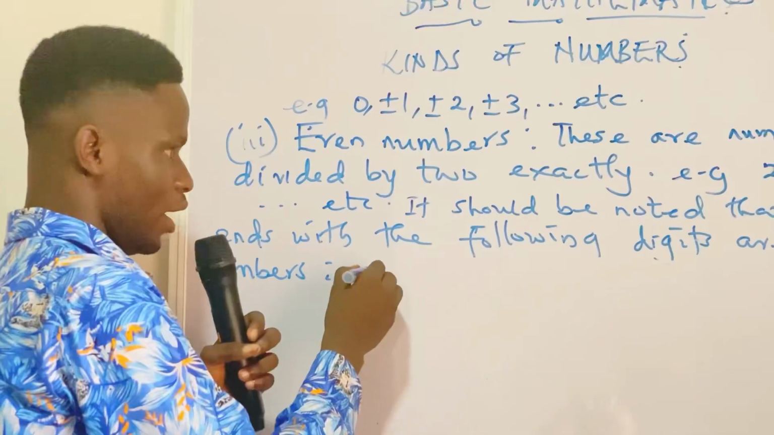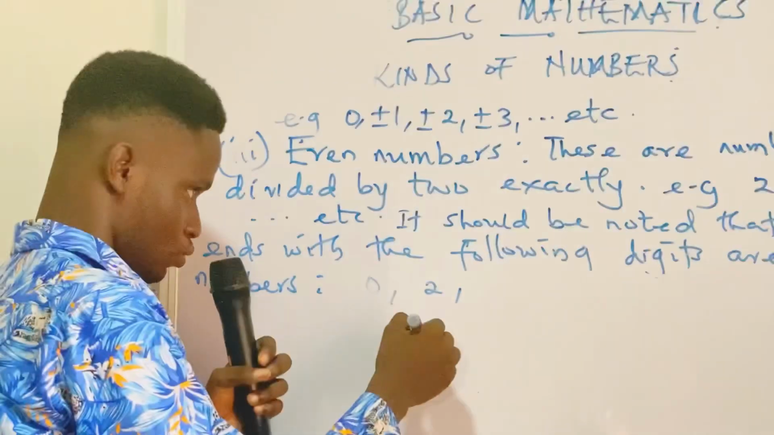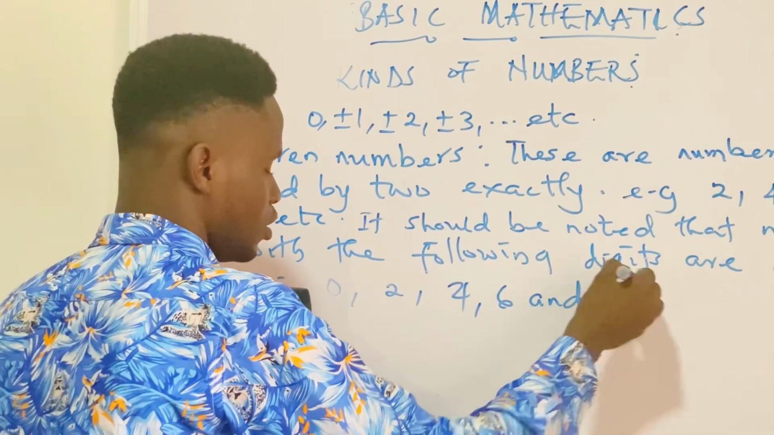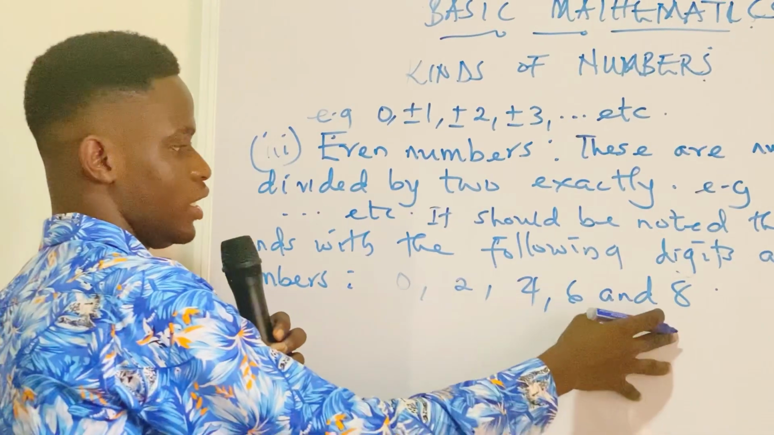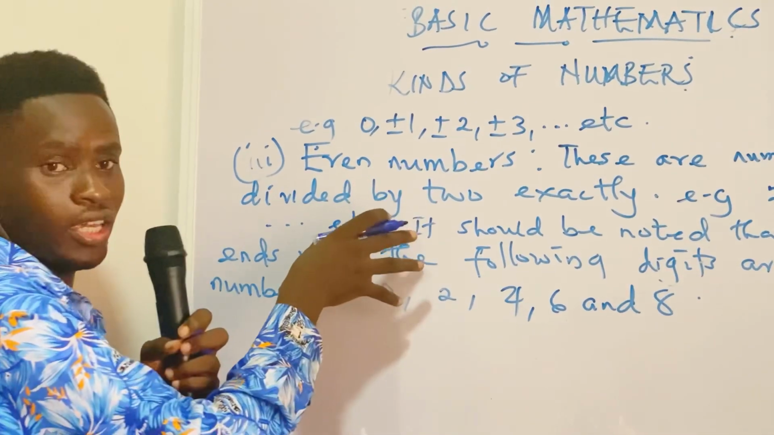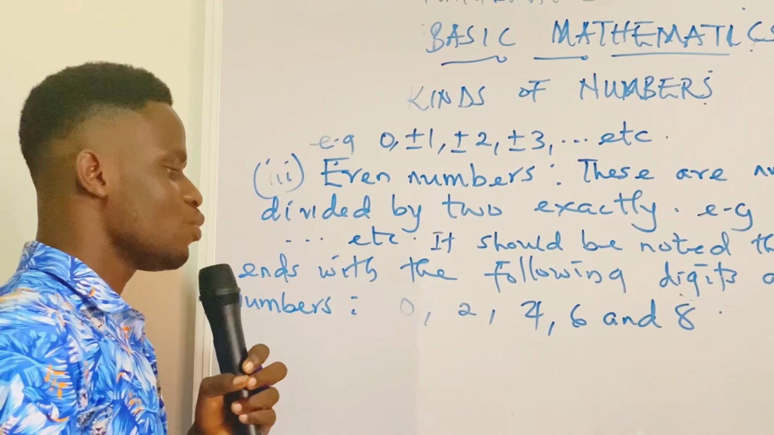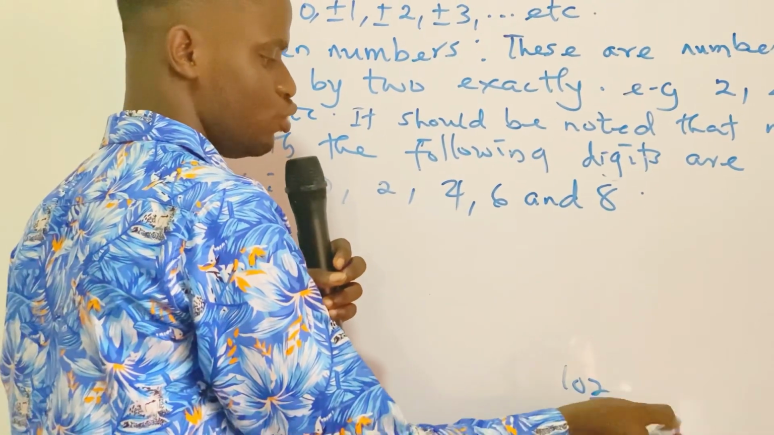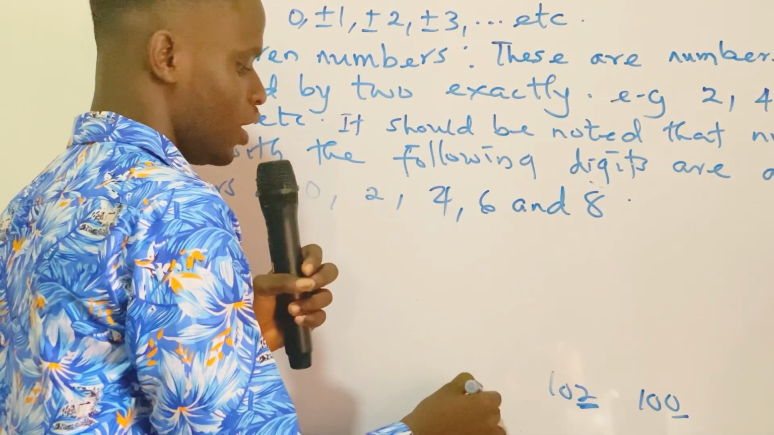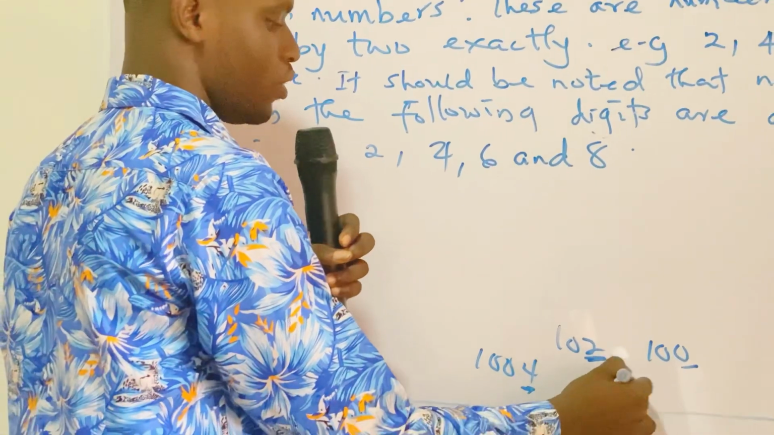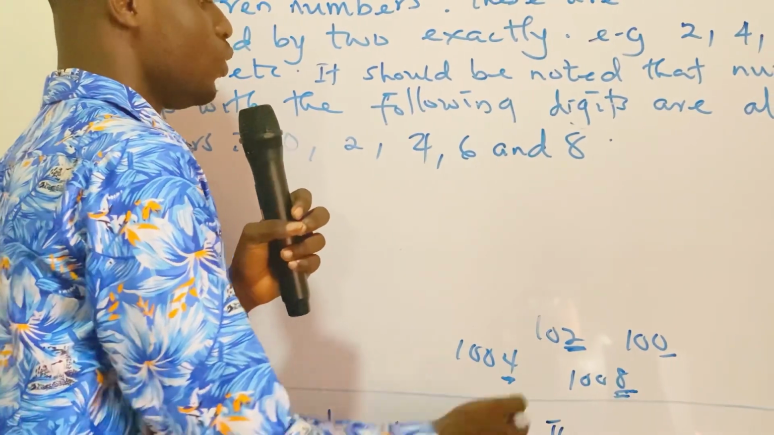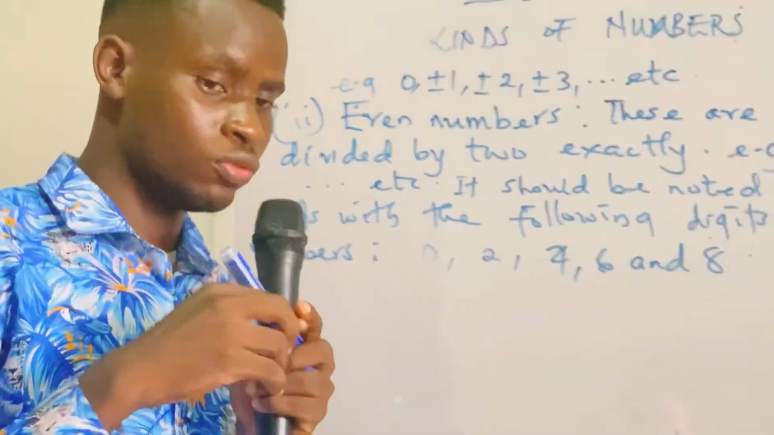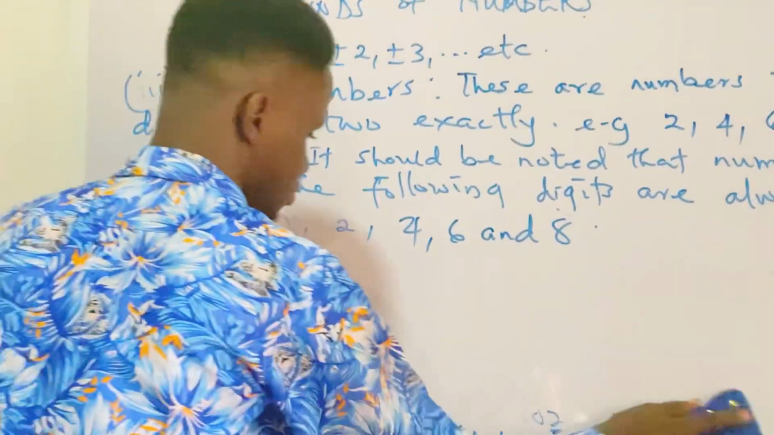And what are the digits? We have 0, 2, 4, 6, and 8. So numbers that end with 0, 2, 4, 6, and 8, you should know that they are always even numbers. So if I give you larger numbers like 102, seeing 2, or 1004, seeing 4, or 1008, seeing 8, you should know they are even numbers. So that is just the secret.